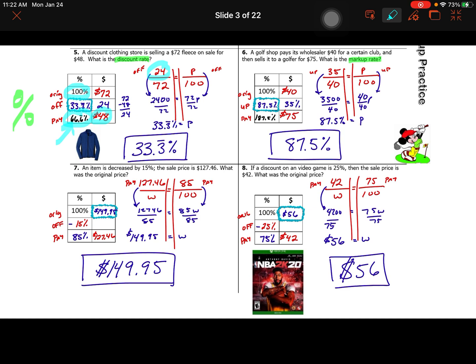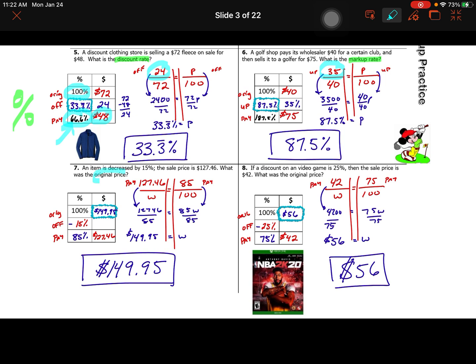So as you're looking for a percent of markup or percent of discount, remember, you should be figuring out the amount of the discount. This is a percent of change question. And so that top number is the amount of markup on number 6. That's the amount off on number 5. And once again, you can pause and take a closer look at each one of these.